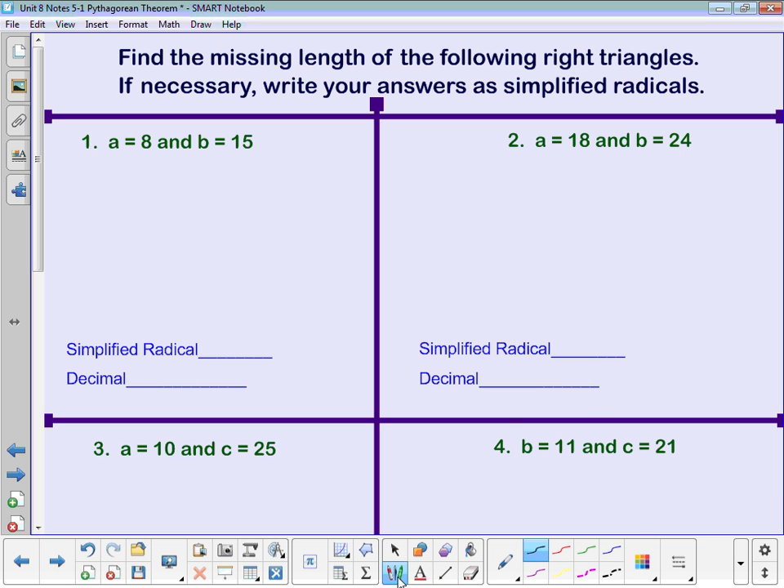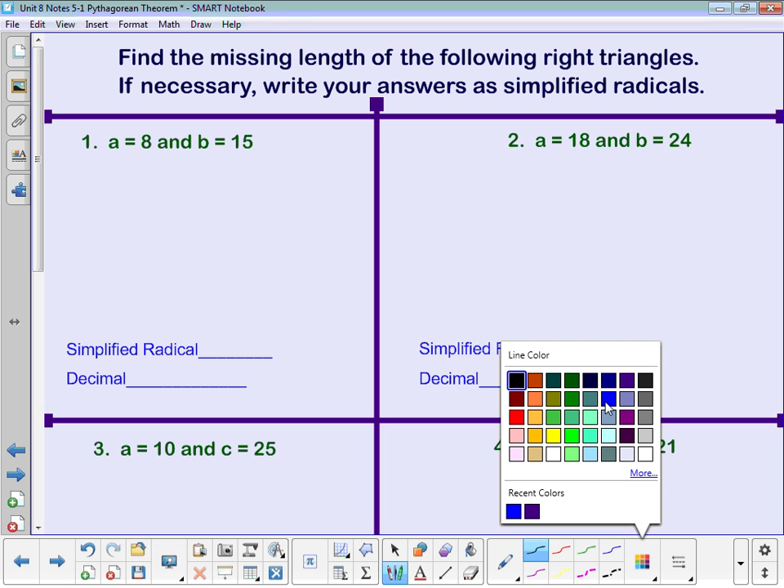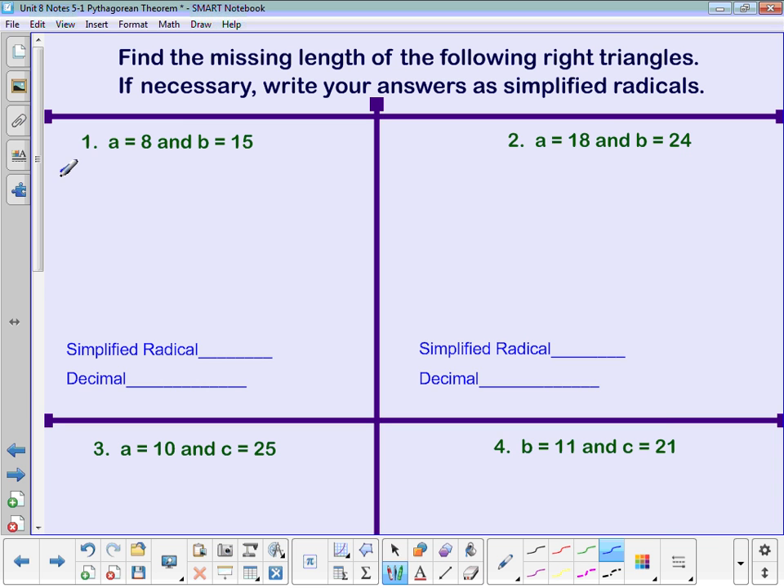So let's go ahead and take a look at that first one. So we're given A and B, which means we're given our two legs. So I know that 8 squared plus 15 squared has to equal c squared. So now we're trying to figure out what c squared is. So we're going to use some of the tools that we learned last week with solving equations to solve this. So I'm going to punch it into my calculator.